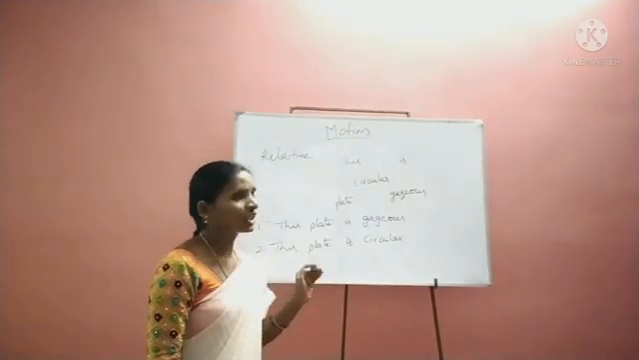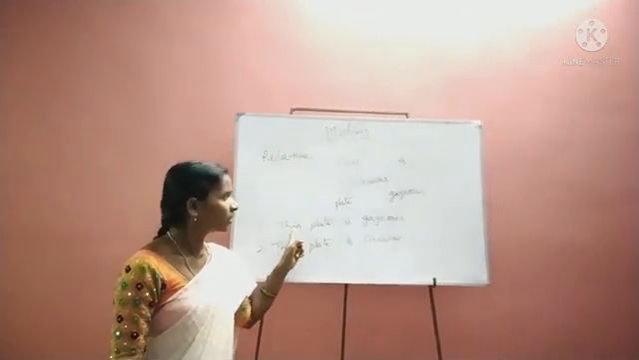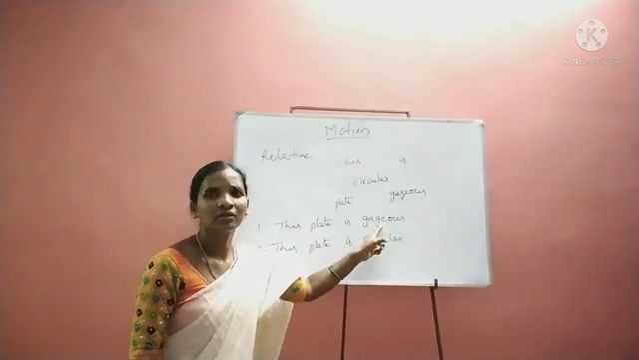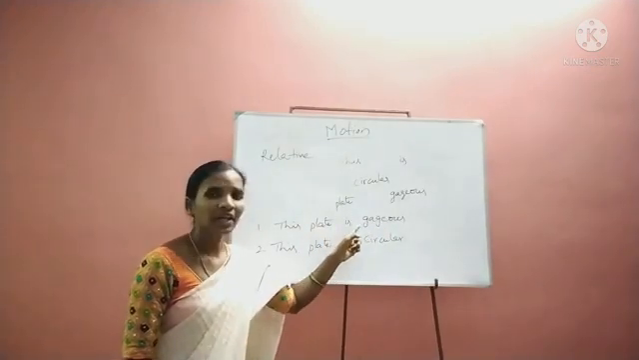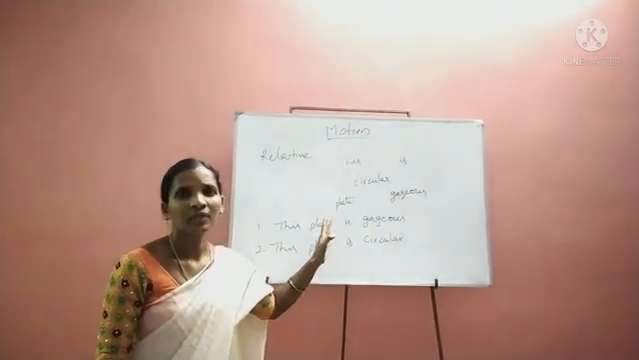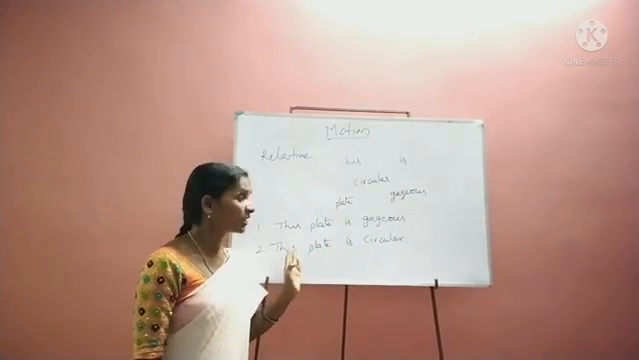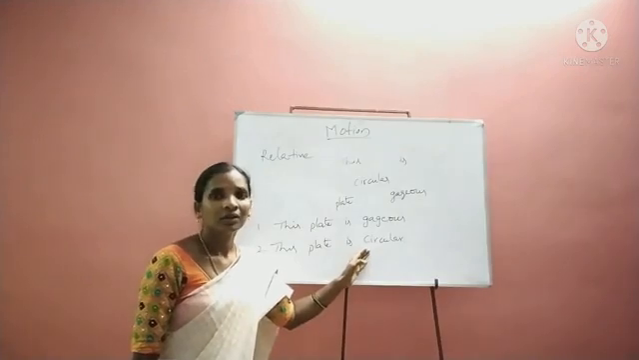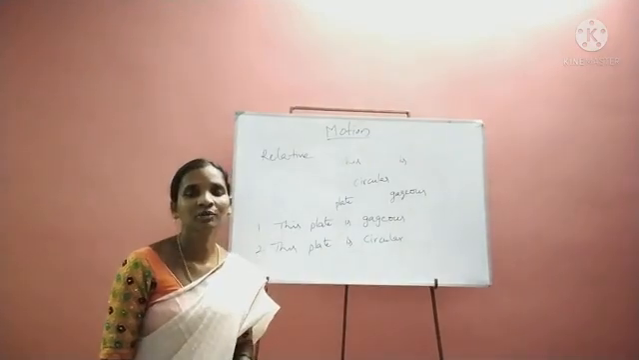So observe these two statements. First statement: this plate is gaseous. It has no proper meaning. So observe the second statement: this plate is circular. The second statement has a perfect meaning.